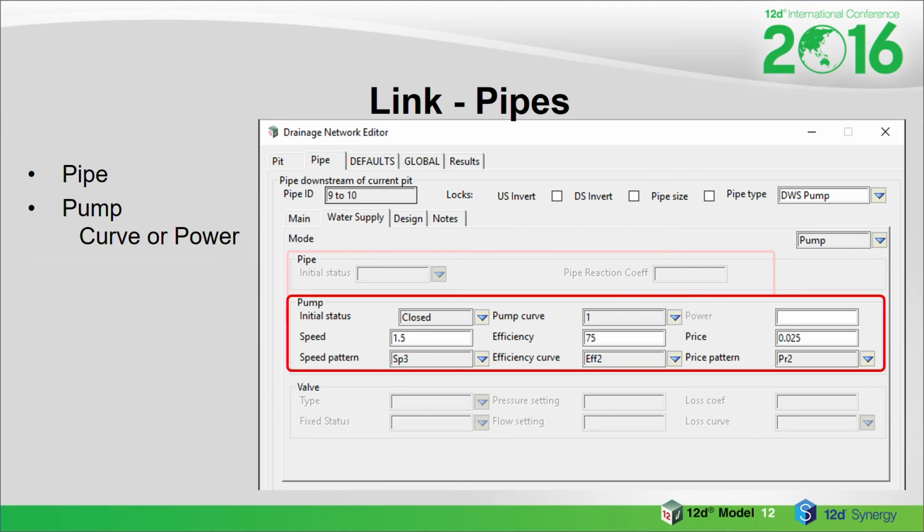You can also calculate energy usage and the cost of energy, so you can look at optimising pump systems as well.